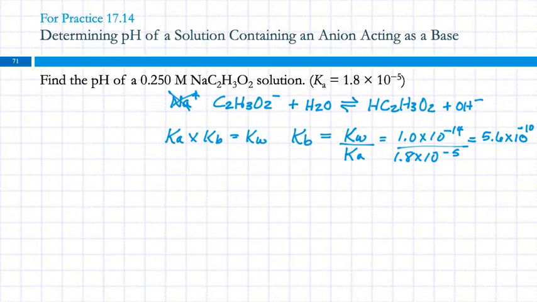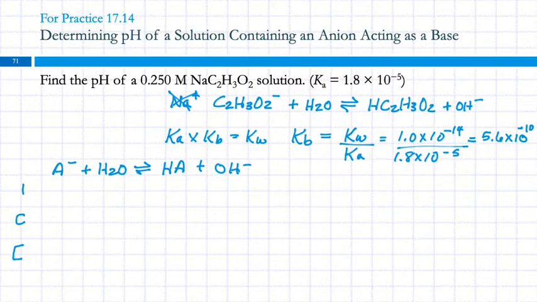So I have my Kb. Now I can make my ICE table. So this is kind of messy, I'm just going to call it A minus. You okay with that? A minus goes to HA plus OH minus. ICE. And A minus is just standing in for C2H3O2 minus, because it's a pain to write.